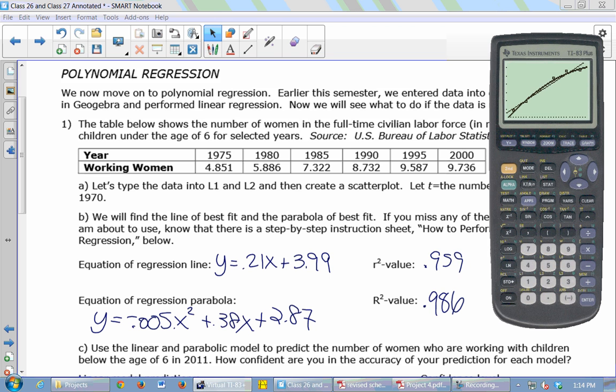When you go to y equals, to make it bold, put the cursor just to the left of y2 and press enter. That little diagonal line will change to a bold line. And then just press graph.